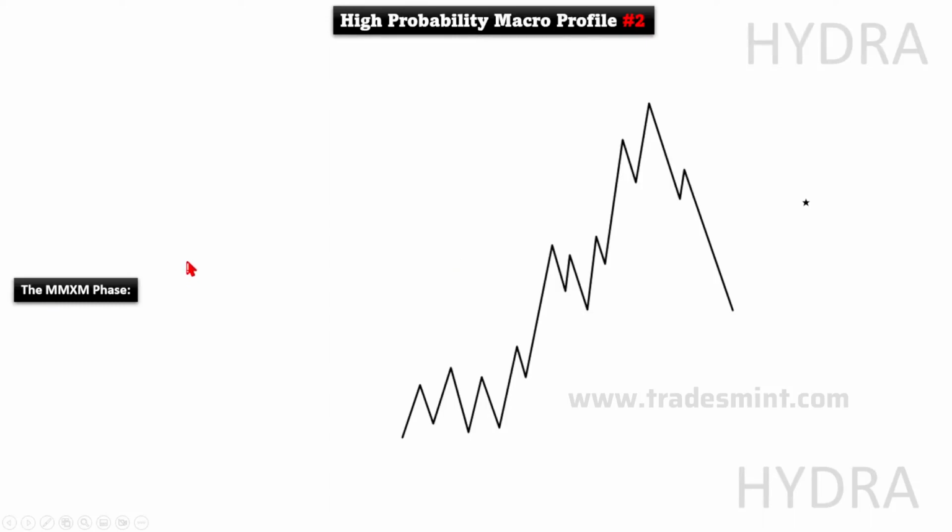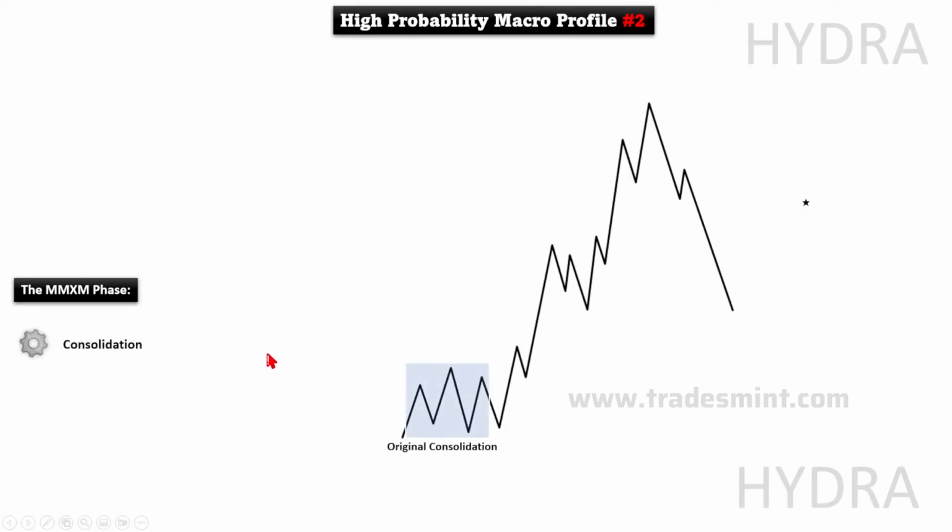Okay, the way I'm going to teach you market maker buy and sell model here is way different than what other people teach. What other people see and how other people look at this market maker buy and sell model, the way I use it is very simple, just the way I shared the breaker structure, just the way I shared our high probability macro profile one. This will be very easy and simple to understand.